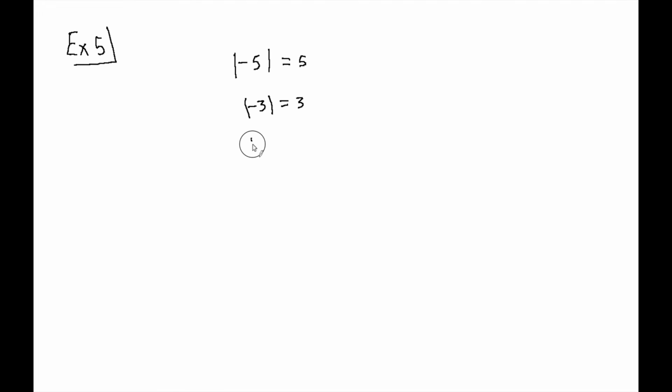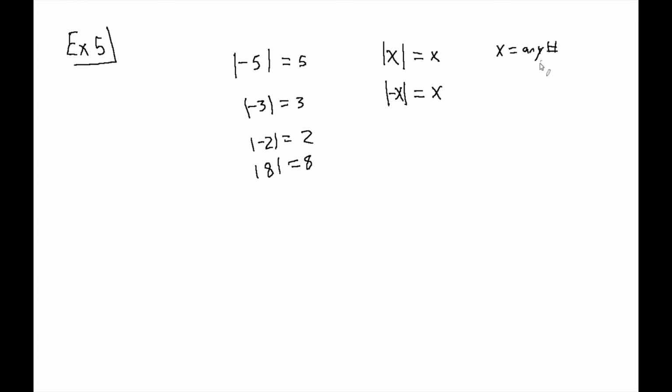If you have the absolute value of negative 3, you get 3. Absolute value of negative 2, you get 2. Absolute value of positive 8, you still get 8. Any value that's in the absolute value, you get something positive, even if it's a negative. So if you have a negative x, you will get a positive x.